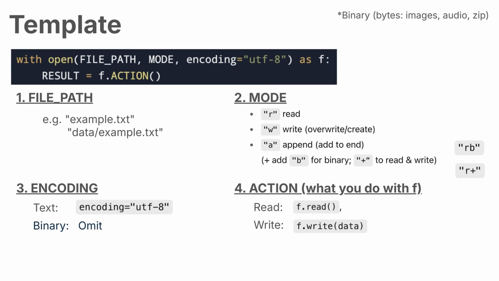4. Action, what you do with f. Now that the file is open, do the things. For reading text, f.read brings the whole file in as a single string. For writing text, f.write(data) puts your string into the file. There are other actions too, like reading line by line, but this template is the core. For example, if I want to read a file, use r and f.read. If I want to create or reset a file with new content, use w and f.write. If I want to add one more line at the end, use a and f.write.